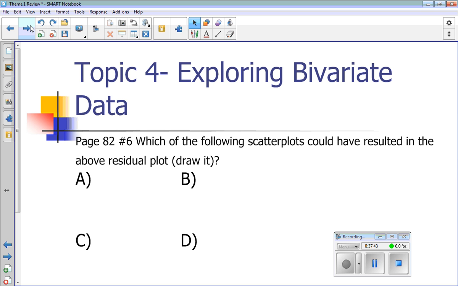All right, so let's just talk about the relationship between scatter plots and residual plots, because I don't have the pictures drawn here.